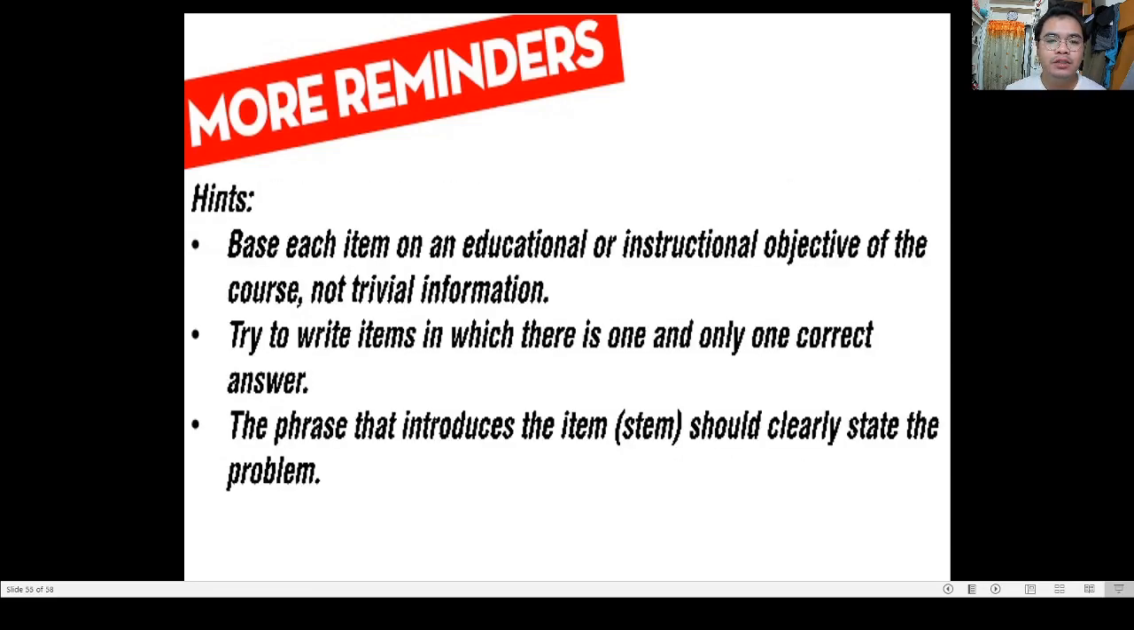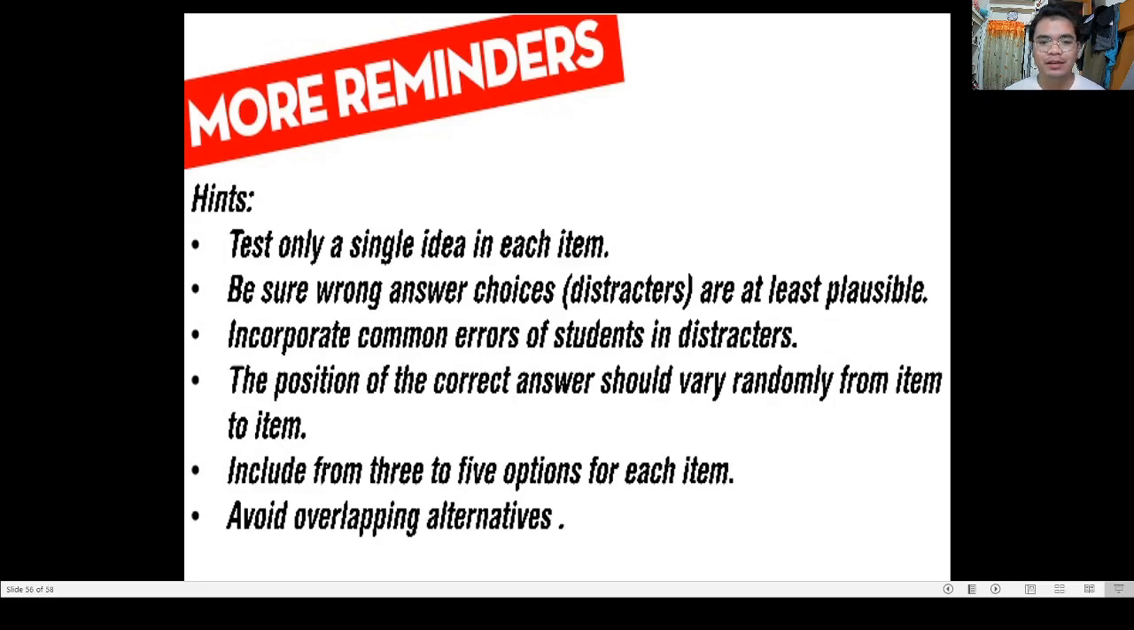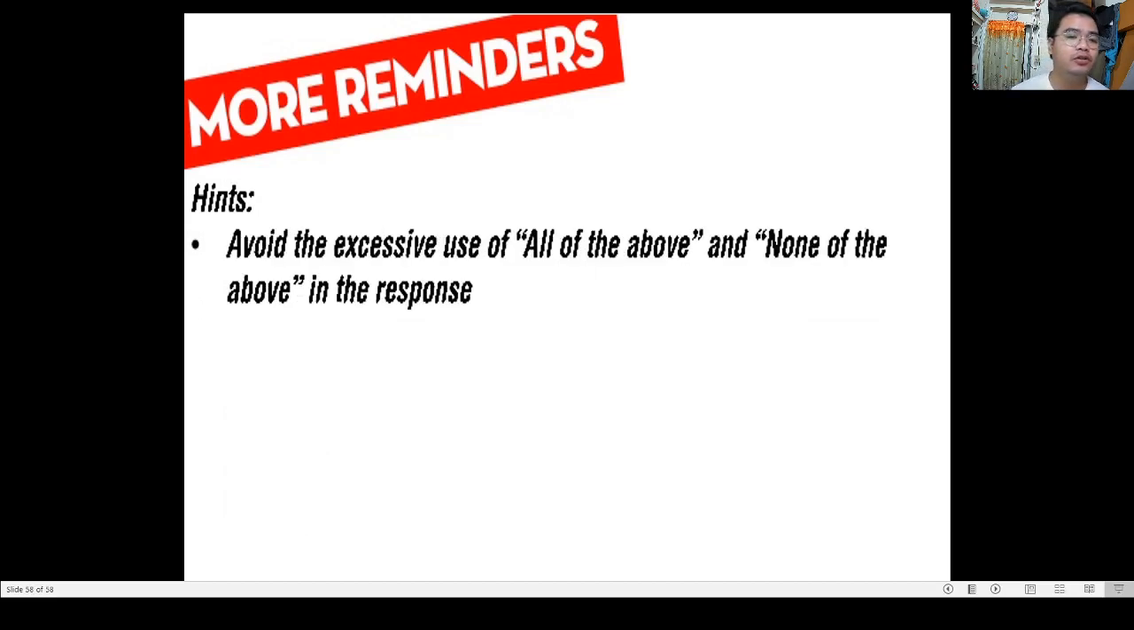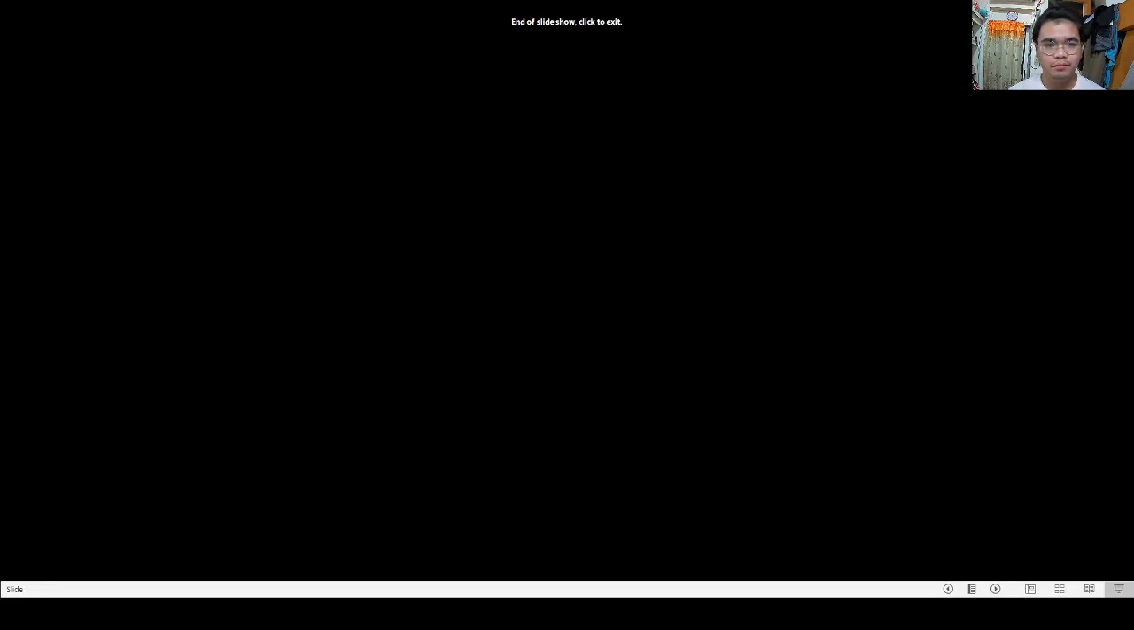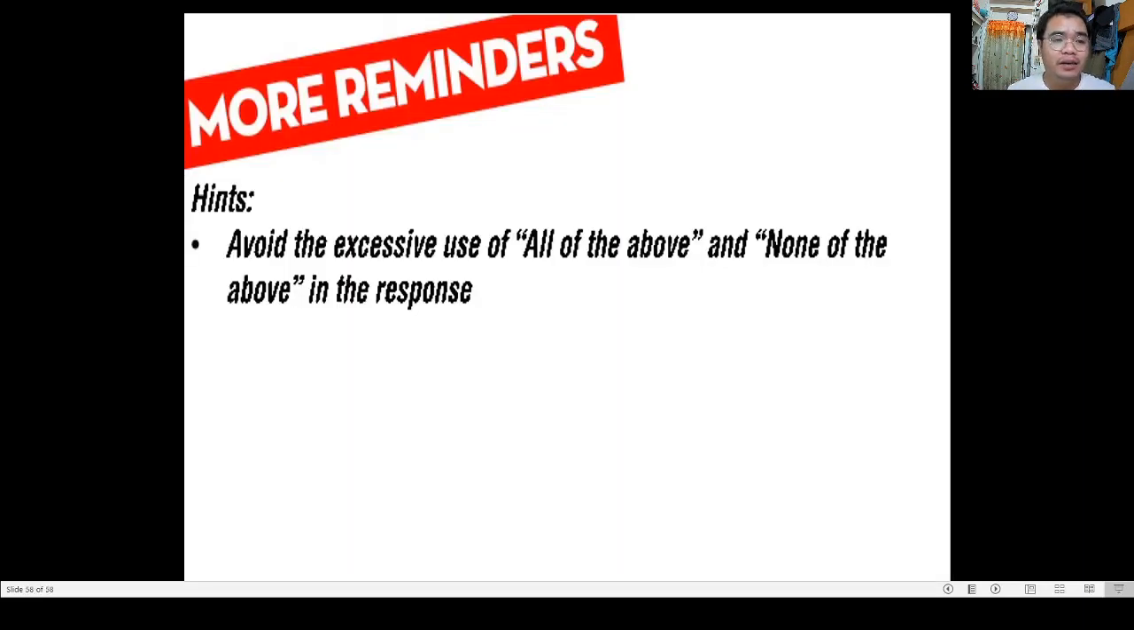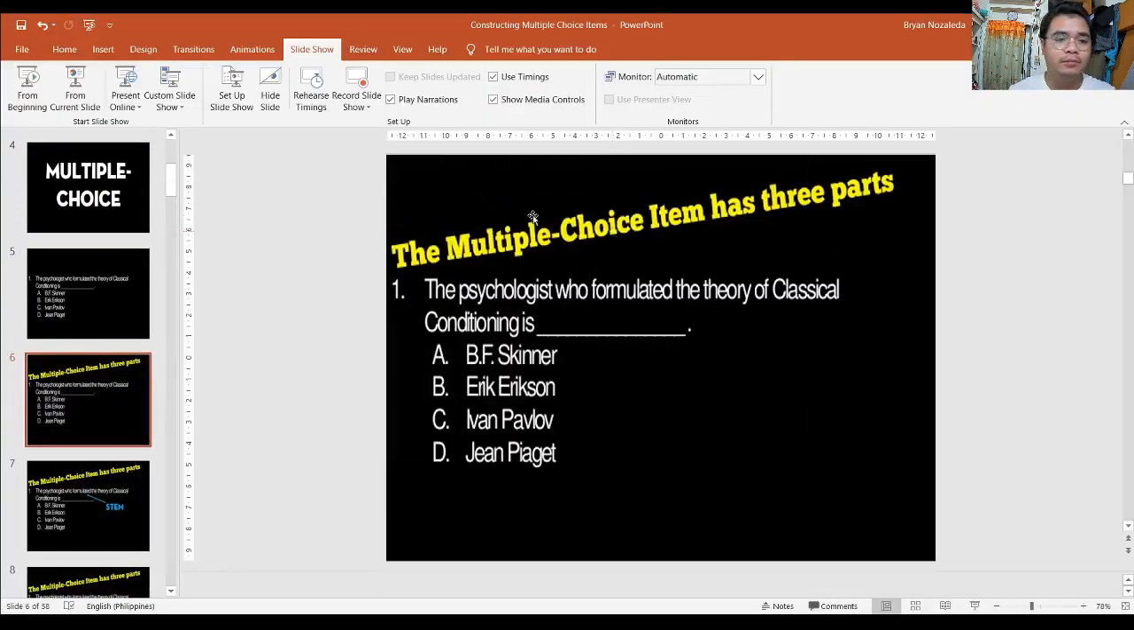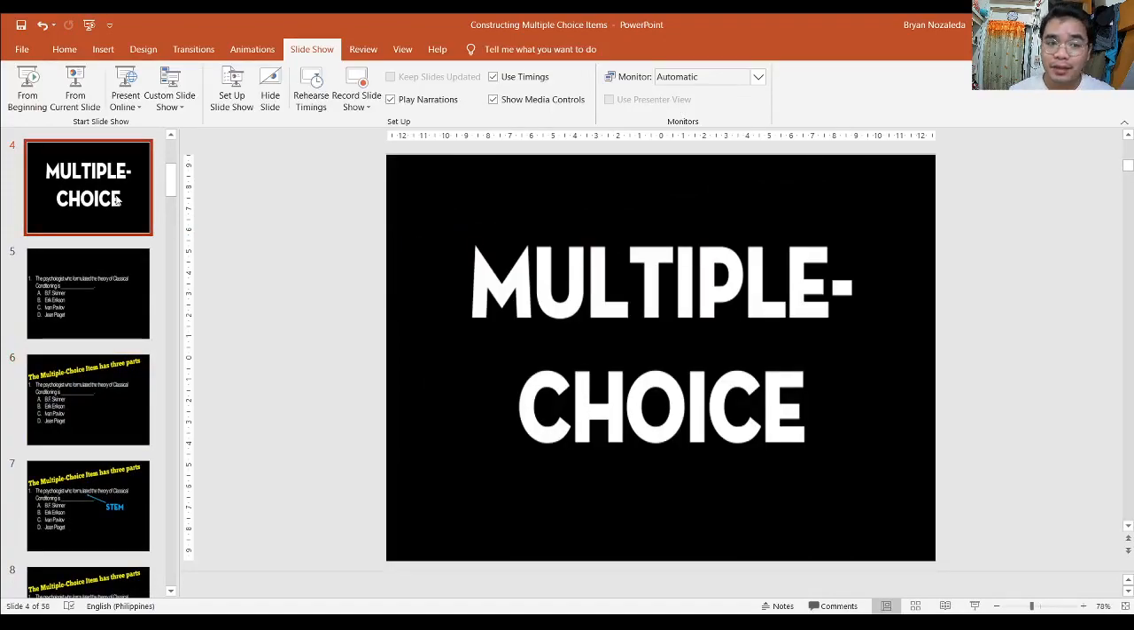There are other reminders here, but all of these are in your module, so you may want to read them there. But the first thing we must understand is the 10 that I discussed earlier. So, that's the end of my discussion on multiple choice items.